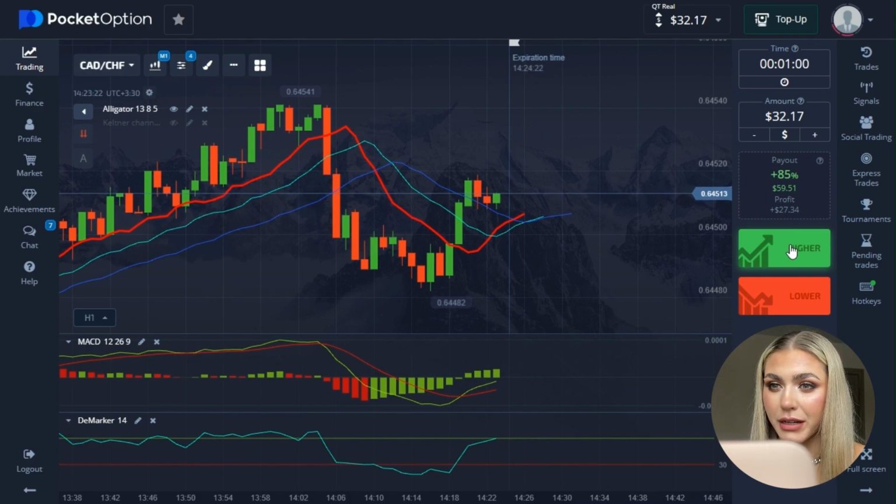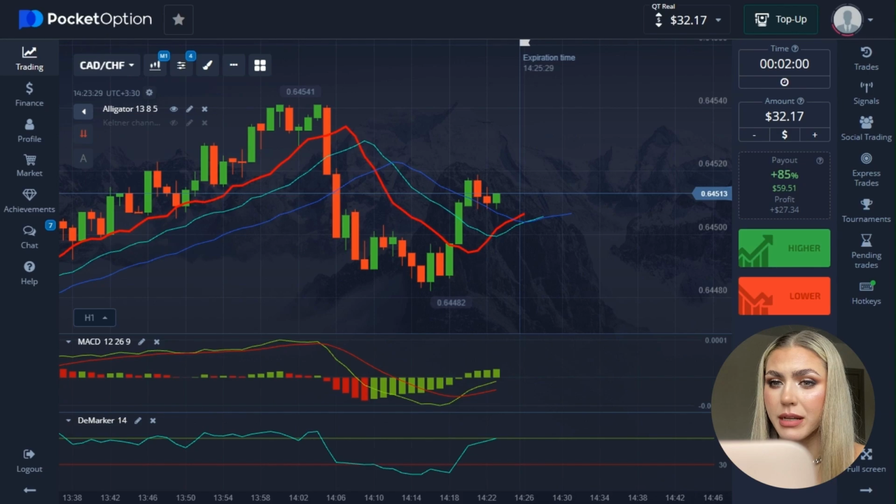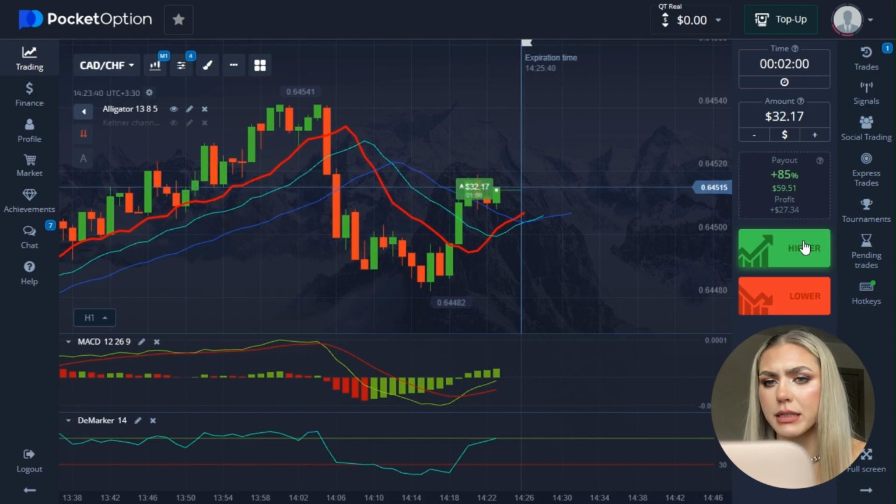Alright, let's take a break. I want to increase the expiration time this time to 2 minutes. The volatility in this pair has decreased now, and the price is in a consolidation stage. Nevertheless, there is still potential for growth. So let's open another little deal on the rise and see.